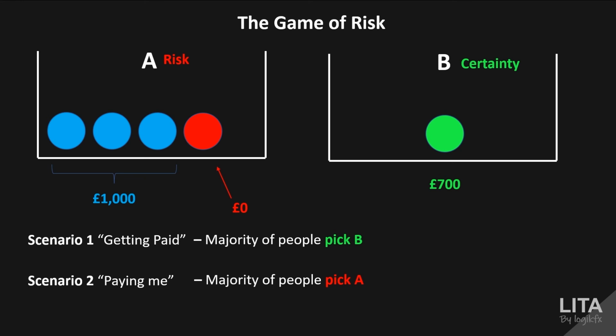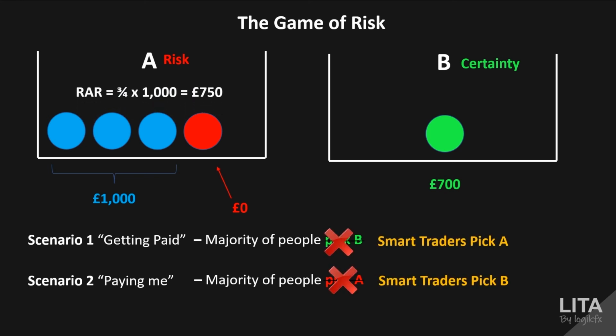Well, if we look at the risk-adjusted payoff for each box, we'll look at this calculation over here. Considering box A, there is a 3 out of 4 chance of getting paid £1,000. So this means that our risk-adjusted return would be £750. What we're looking at here is the probability of the event versus the payoff of the event, and then we're essentially calculating the risk-adjusted return.